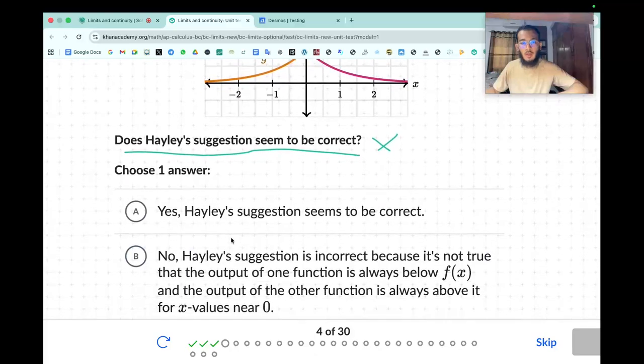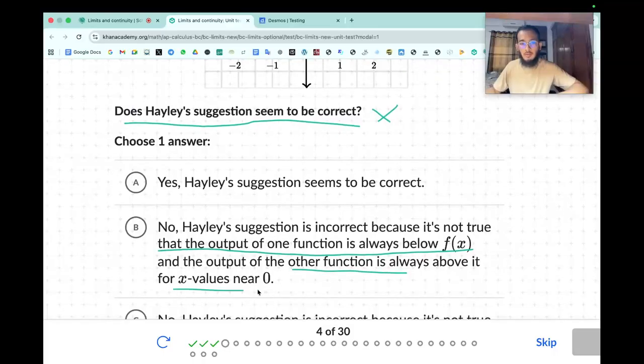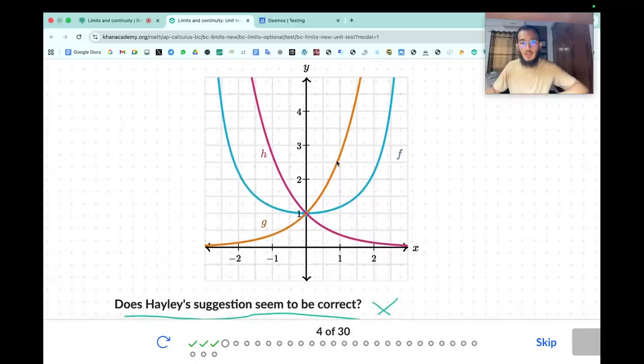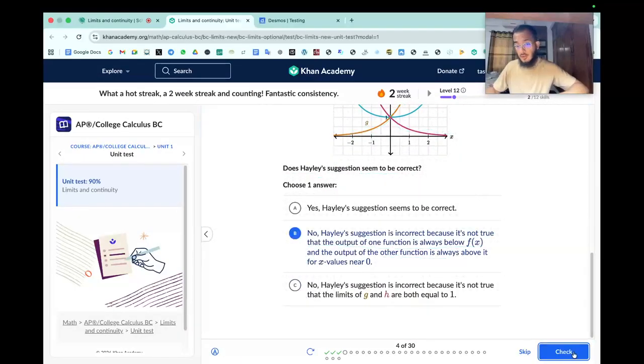No. Why? Because it's not true that the output of one function is always below f(x) and the output of the other function is always above it for x near 0. As you can see, this graph, the orange one, is above f(x) for x greater than 0, and below f(x) for x less than 0. And this graph h behaves the same. It doesn't stay constant. It is above for some portion and below for some portion. So this is not true for this specific reason.